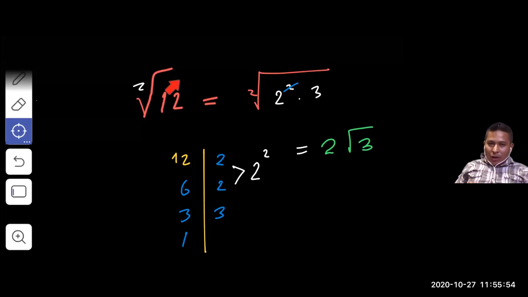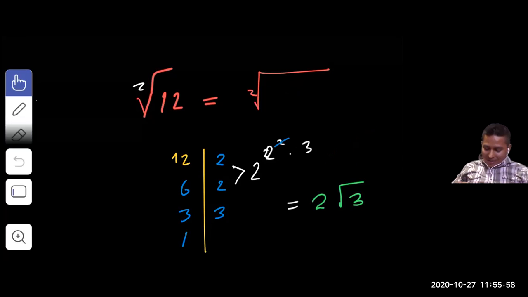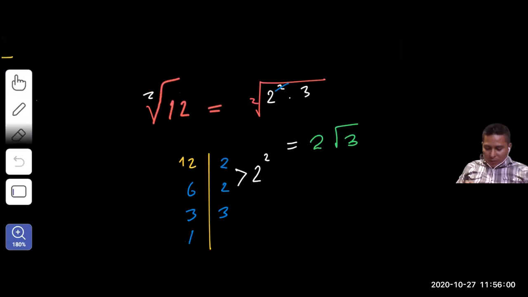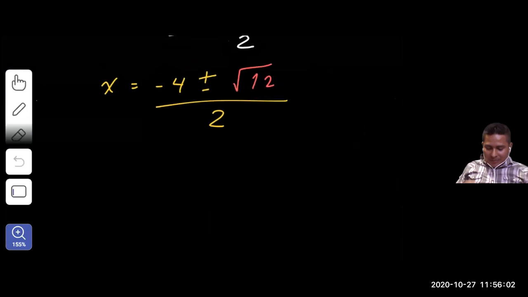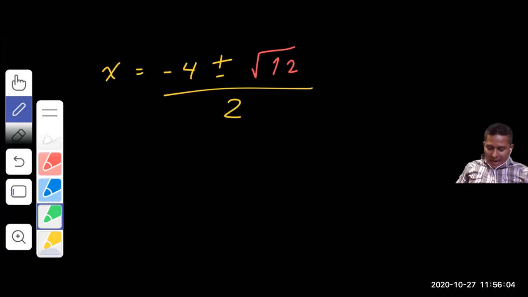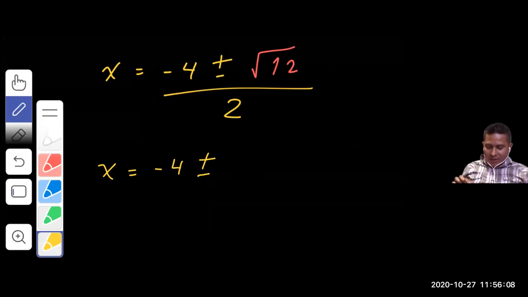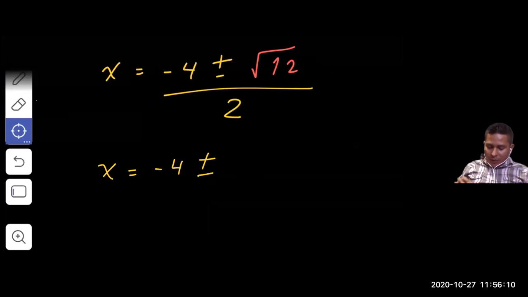I repeat, square root of 12, guys, is equal to this. Okay, I'm going to take this value, 2 square root of 3. Let us copy that. x is equal to -4 plus minus. What is this equal to, guys? Square root of 12.